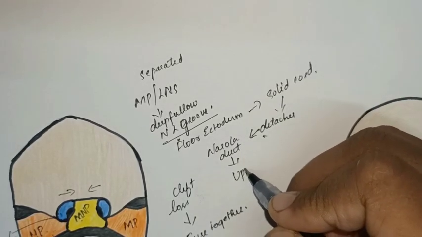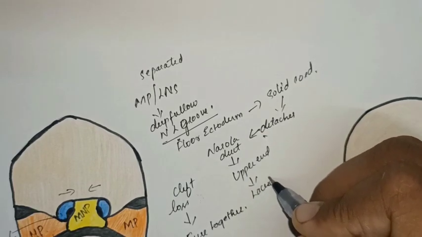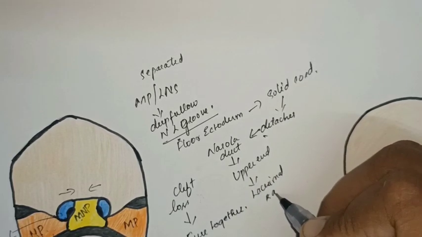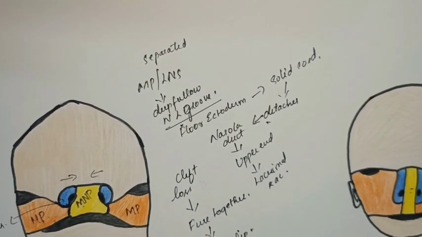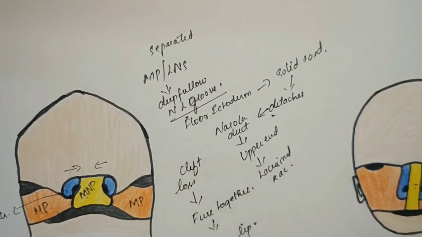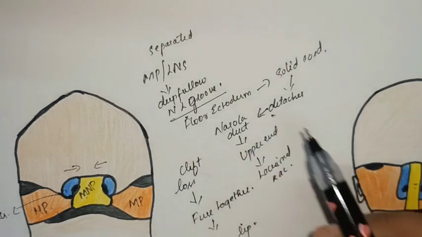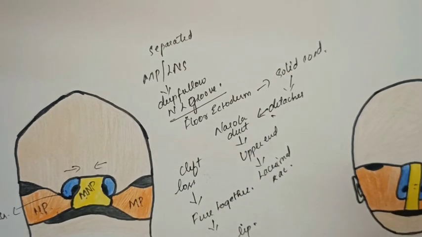The upper end of the nasolacrimal duct forms the lacrimal sac, which can be explained in detail when we are dealing with the lacrimal apparatus, I mean topic, okay. So I have explained here how this deep furrow or nasolacrimal groove becomes the lacrimal sac, okay.